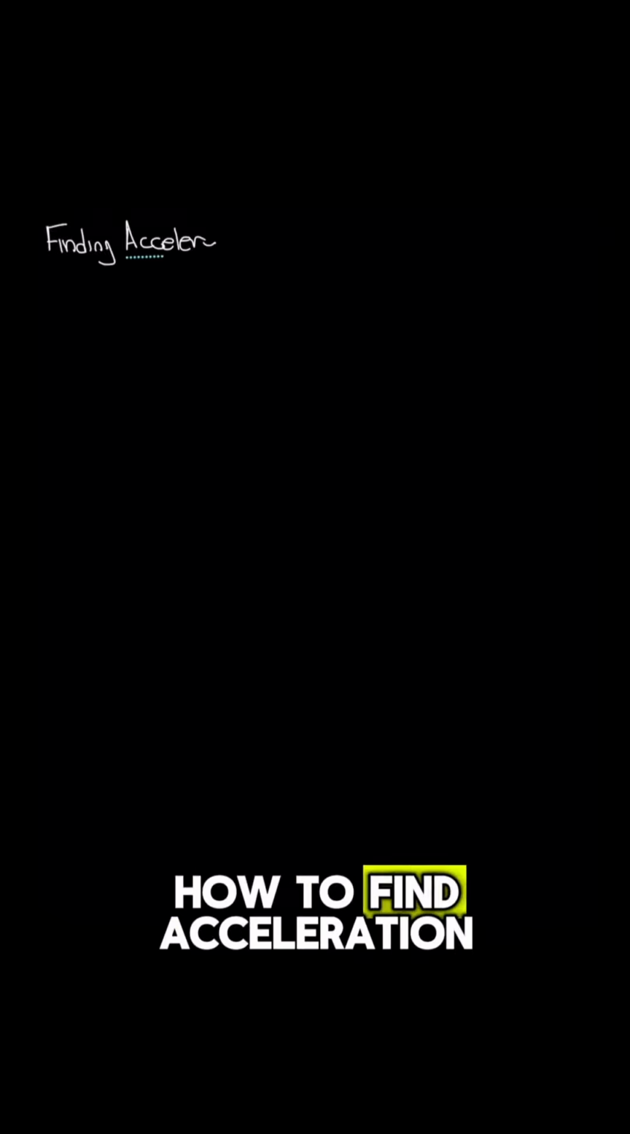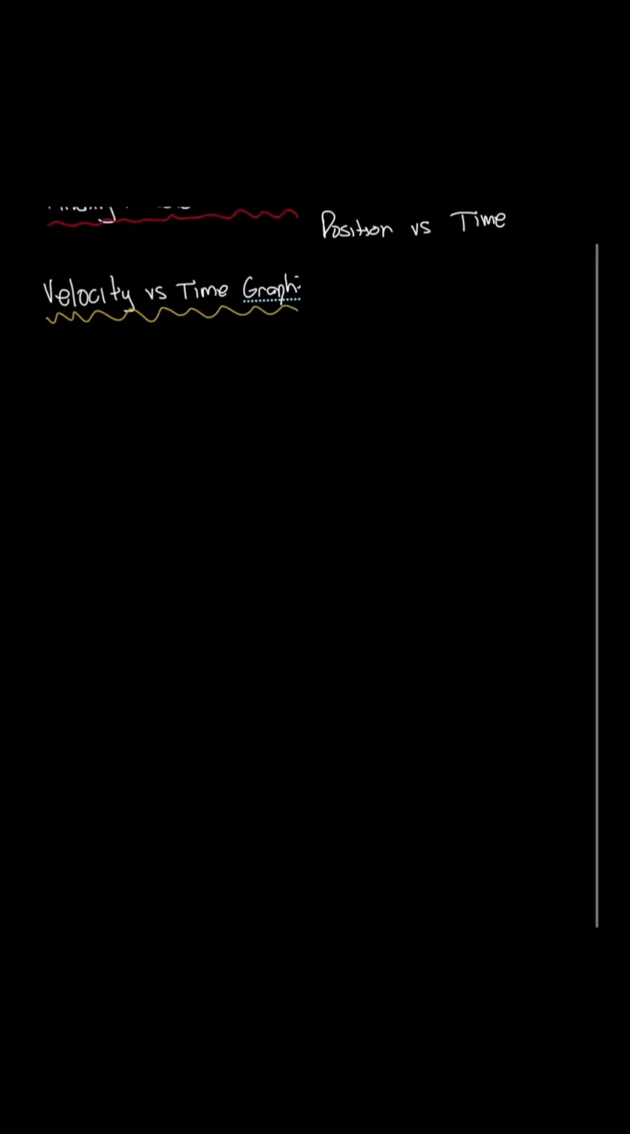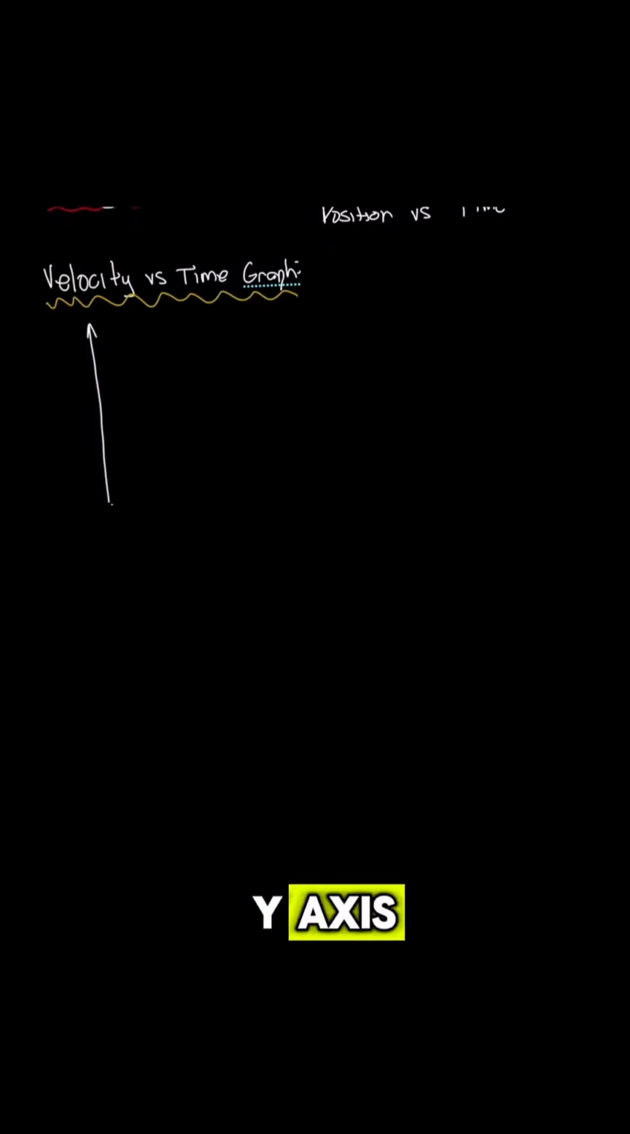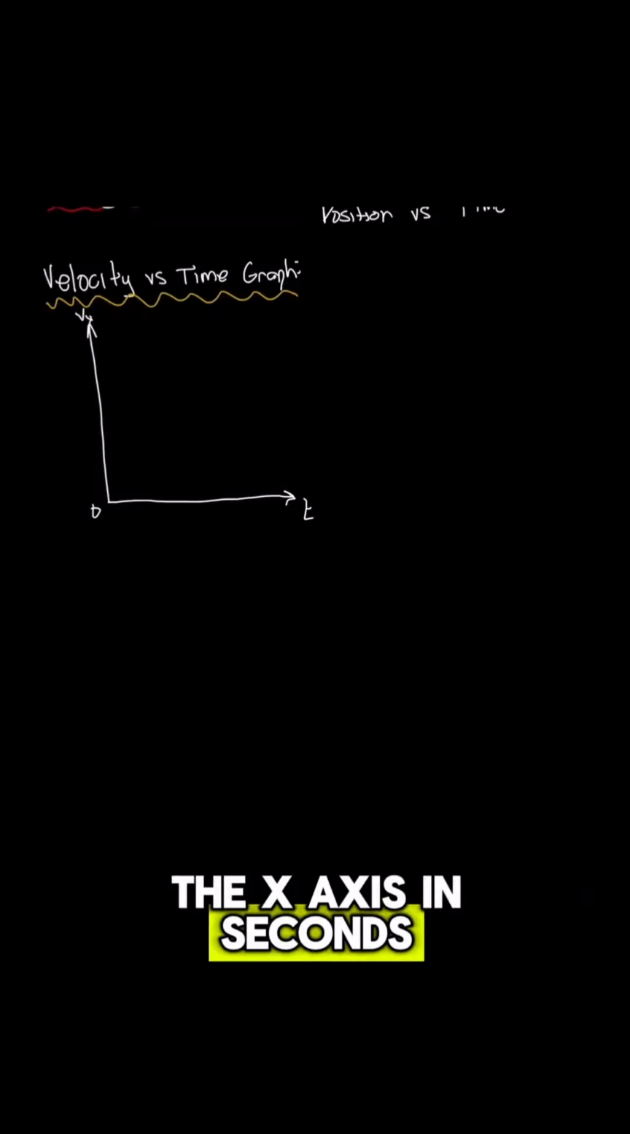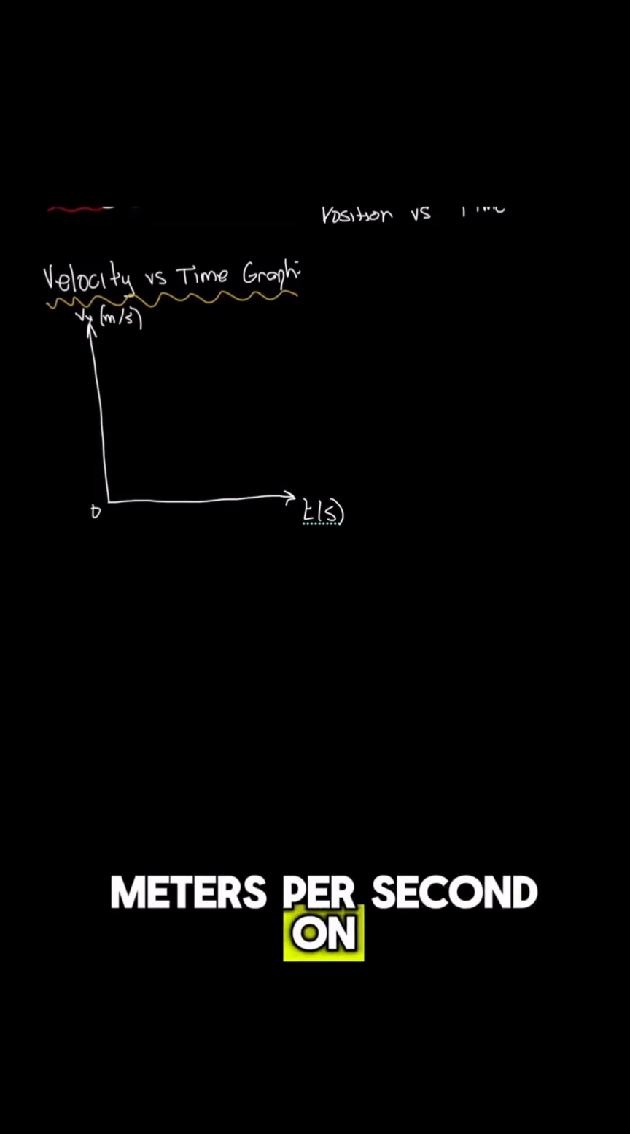So today we're going to look at how to find acceleration using a velocity time graph and a position versus time graph. Let's start with the velocity versus time graph. So we start by drawing our x and y axis with the time on the x-axis in seconds and the velocity in meters per second on the y-axis.